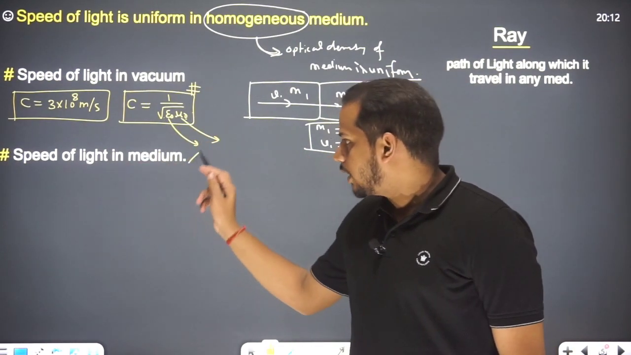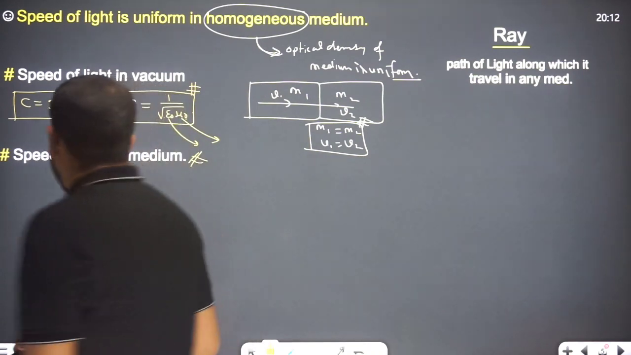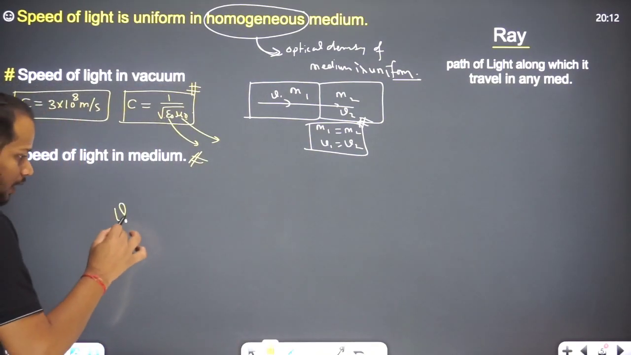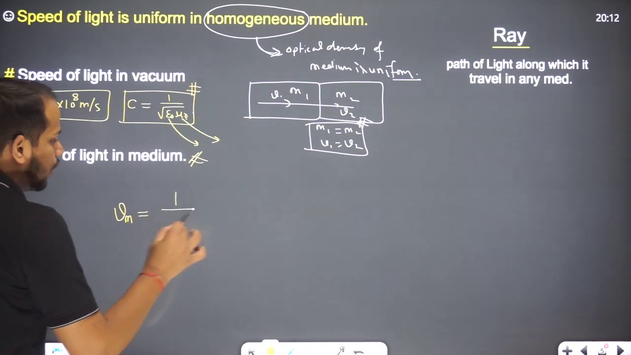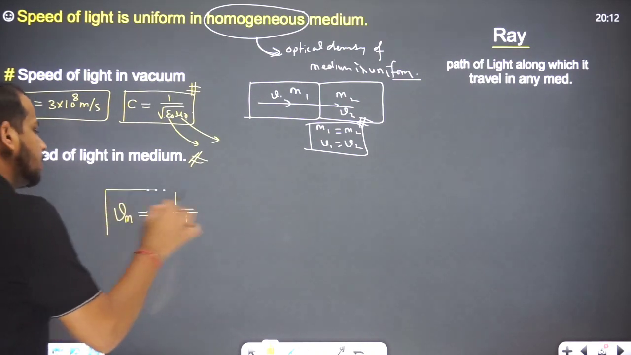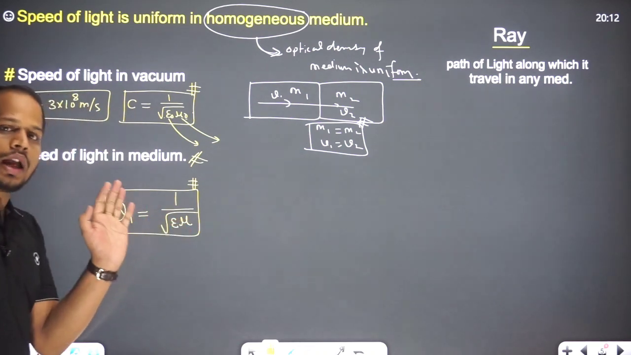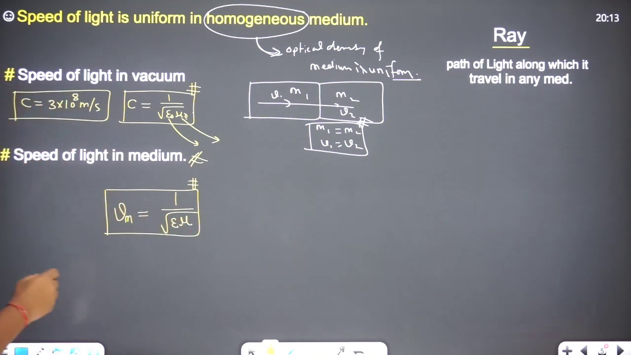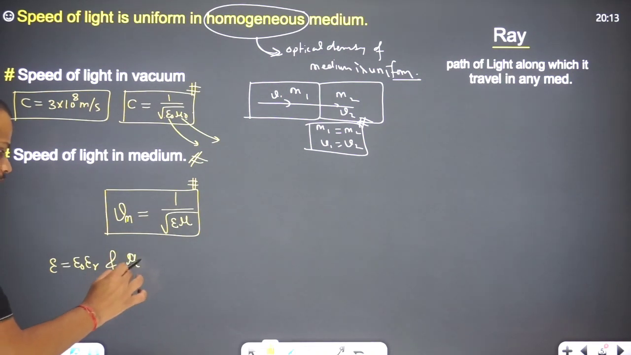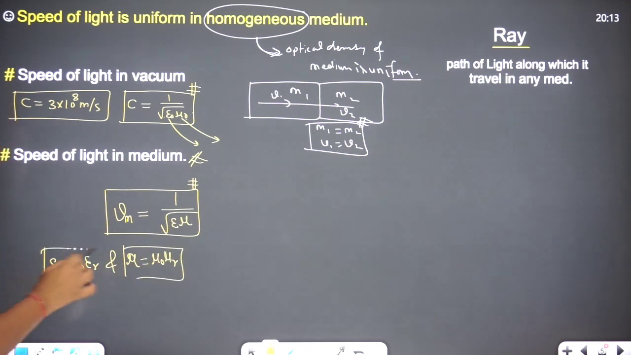Now if we have to write in the same way the speed of light in a medium, so what will we say about the speed of light in a medium? The speed of light in a medium is equal to 1 upon root over epsilon into mu. What is the meaning of epsilon into mu? Epsilon is the absolute permittivity of the medium, and mu is what? Absolute permeability of the medium. So we know one thing, epsilon is equal to what? Epsilon naught into epsilon r, and mu is equal to what? Mu naught into mu r. I hope you understand this from magnetism and electrostatics, right?